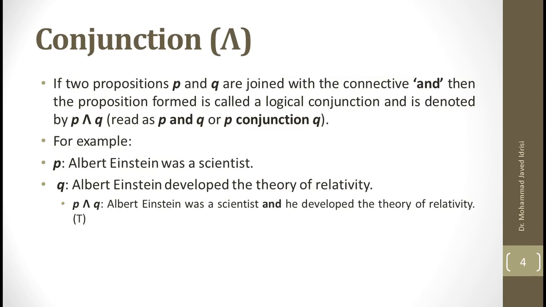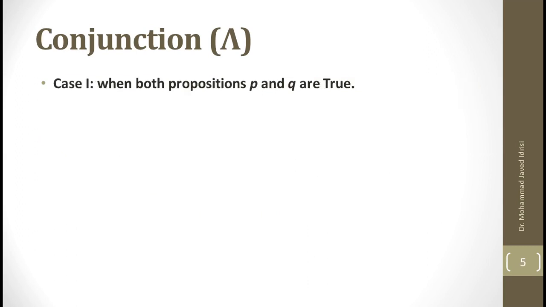Here we have two propositions P and Q, so we have four possible combinations. Either P and Q both are true, P is true, Q is false, or P is false, Q is true, or both P and Q are false. So here we will discuss all cases one by one. So let us consider case 1 when both propositions P and Q are true.